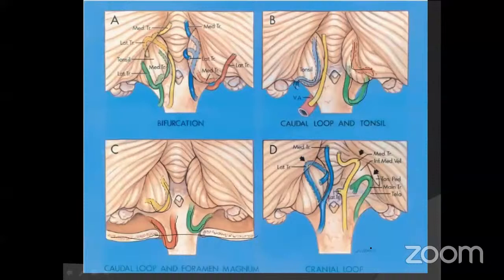Similarly, the cranial loop course differs. The normal course of the cranial loop is that it runs laterally towards the upper pole of the tonsil, but sometimes it can run much superiorly or much inferiorly.